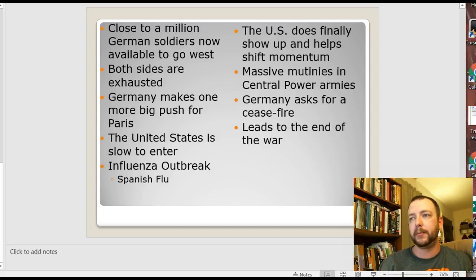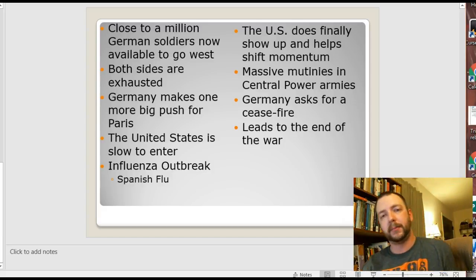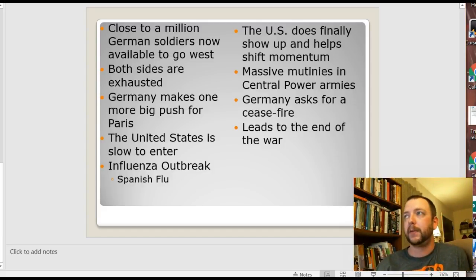There is an influenza outbreak, that's the Spanish flu, which ends up killing more people than the war itself had killed. So the U.S. shows up and shifts the momentum. There are massive mutinies. That means people mutinying against their own officers in some of these Central Power armies. That's Germany and Austria-Hungary. So Germany ends up asking for a ceasefire.